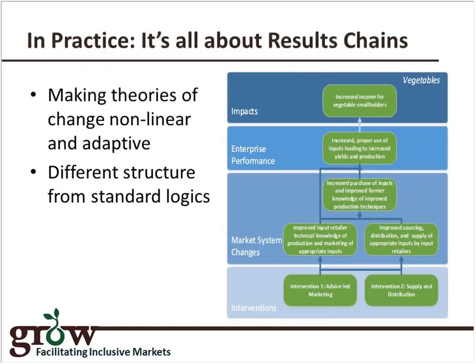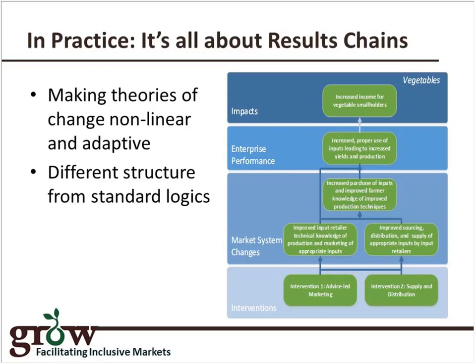So, in practice, how do we operate at Grow? Our team would tell you we're really all about results chains. This is our mantra. Adam gave an overview of results chains, and there are so many different formats for logics and programs that it's easy to just say, okay, this is the next thing. But I want to speak about what we like about results chains within Grow. First of all, we like that they make theories of change nonlinear, and something adaptive that can change.